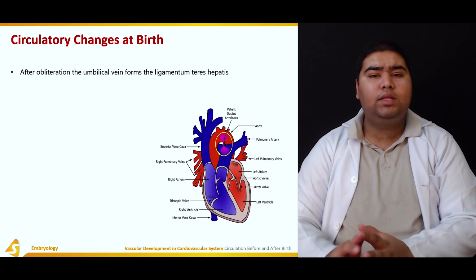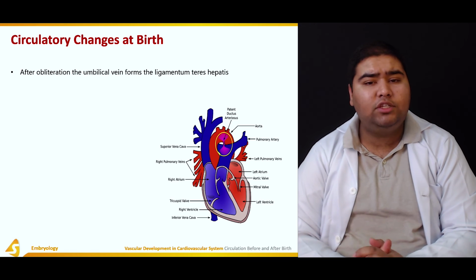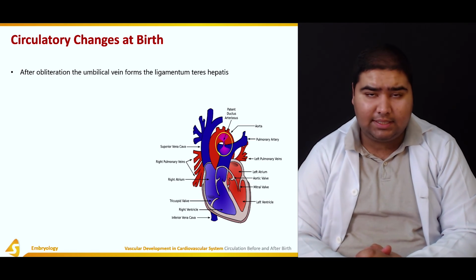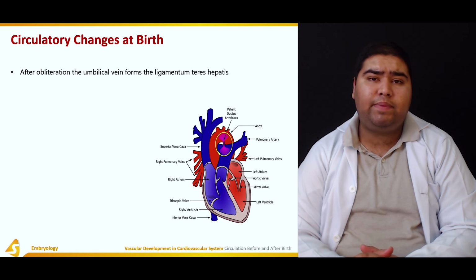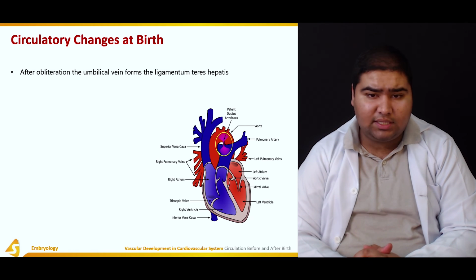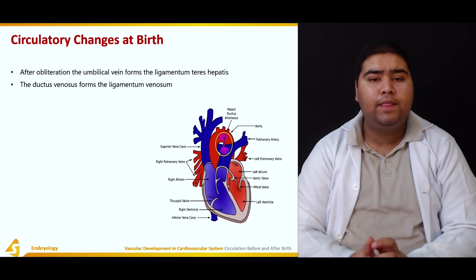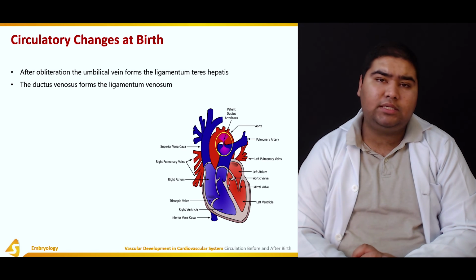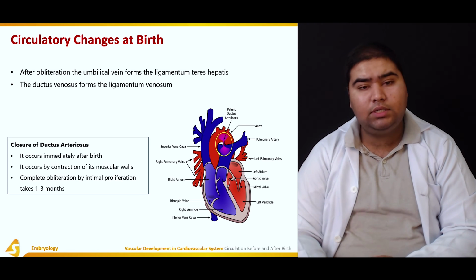So continuing with the circulatory changes, after the obliteration, the umbilical vein forms the ligamentum teres hepatis. So the ligamentum teres hepatis is formed by the obliterated umbilical vein. The ductus venosus forms the ligamentum venosum. We've already talked about it.